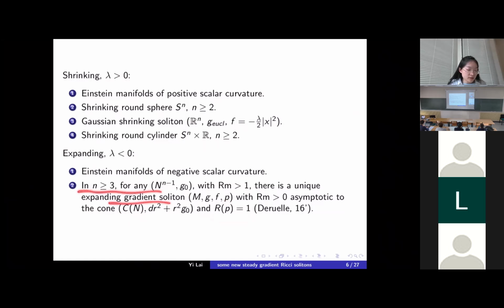So this actually gives us some way to construct many expanding gradient solitons as long as you have some n-1 dimensional manifold satisfying this curvature lower bound. Okay, so later I'm going to show you that we're going to use this result to construct some proper expanding gradient solitons, and then we're going to take some limit and get the static gradient soliton that we want. Okay, but we'll come to that later.